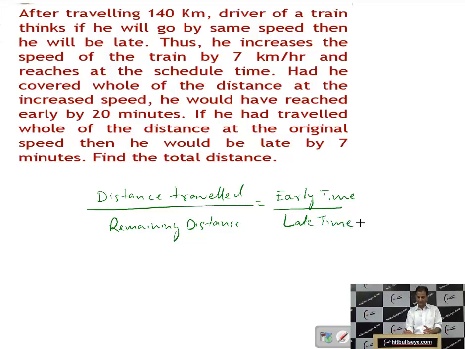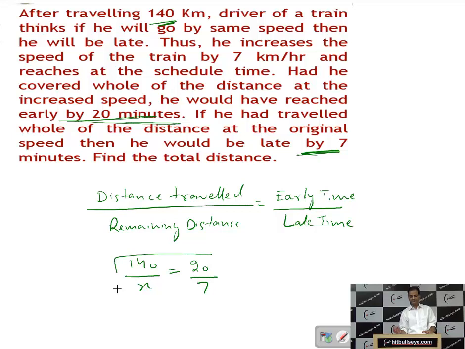After 140 km, the distance traveled is 140, so your answer will be 140 divided by the remaining distance, which you can take as x, is equal to early time over late time. He is early by 20 minutes and late by 7 minutes. So this is the trick behind this, and simply you get the answer as 49. Remaining distance is 49. So total distance covered will be 140 plus 49, it will be 189.